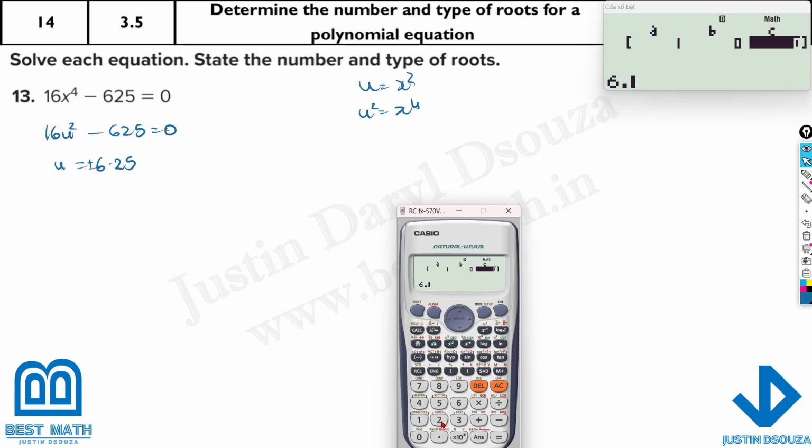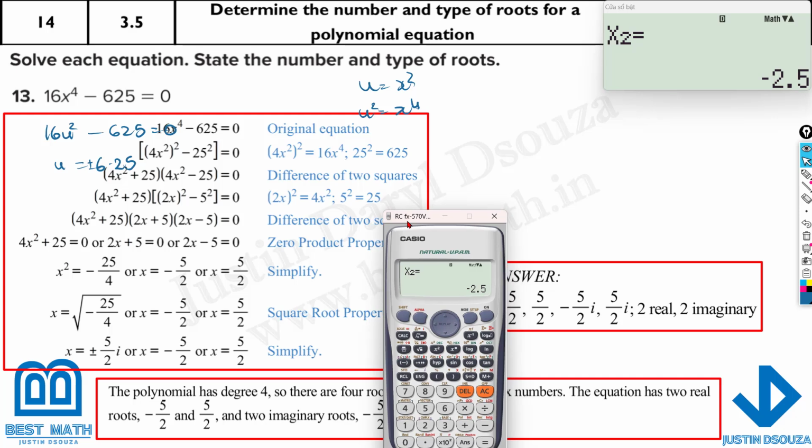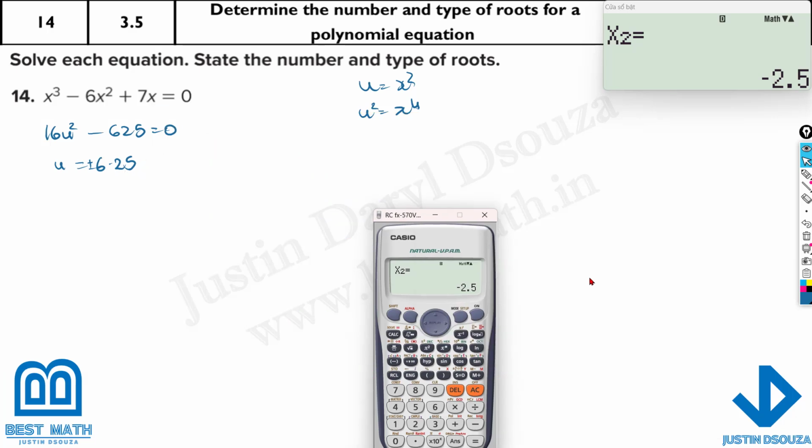Let's start with 6.25. It's going to be imaginary roots. It's 2.5i and minus 2.5i. And then what you do is change this to minus 6.25, and here we go, it'll be 2.5 plus or minus. That's it. So there are 4 roots, 2 imaginary, 2 real, and these are the roots. It's plus, minus, plus, and then i, 2 imaginary as well.